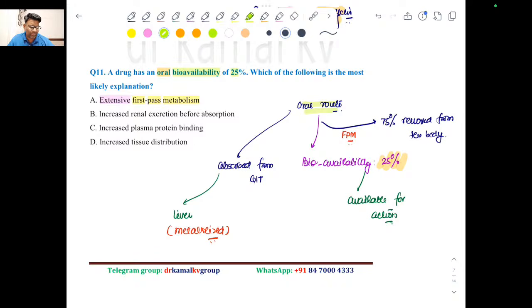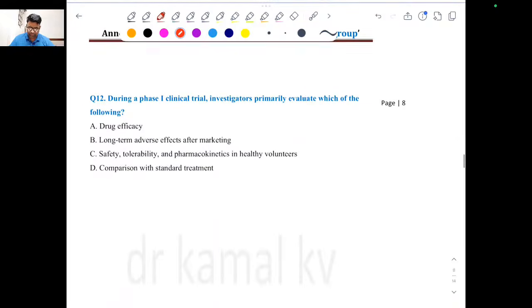Very good, Imran, very good. So some drugs are extensively metabolized in liver, and this is known as extensive first pass metabolism. And whatever is remaining, then it goes to the systemic circulation, and that is known as the bioavailability after oral route. So this is the concept of first pass metabolism which occurs in liver, right? So that's how you can correlate this concept.